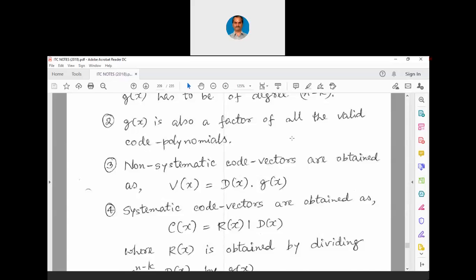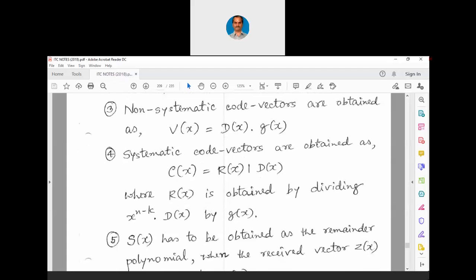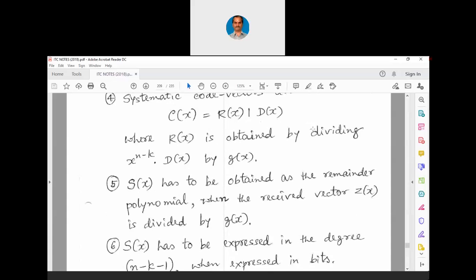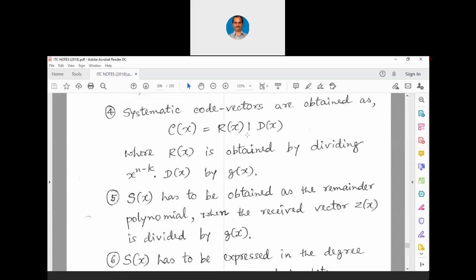Now the third property, non-systematic code vectors are obtained by multiplication. That means v of x is given as d of x into g of x. We had seen the examples earlier. Systematic code vectors are obtained as c of x equals r of x abridged with d of x, either abridging or concatenation using a pipe symbol. So c of x equals r of x abridged with d of x, where r of x is the remainder polynomial that is obtained by dividing x power n minus k into d of x by g of x. That is how systematic code vectors are obtained by polynomial division.